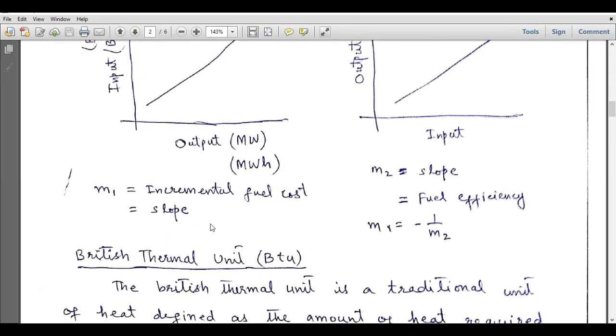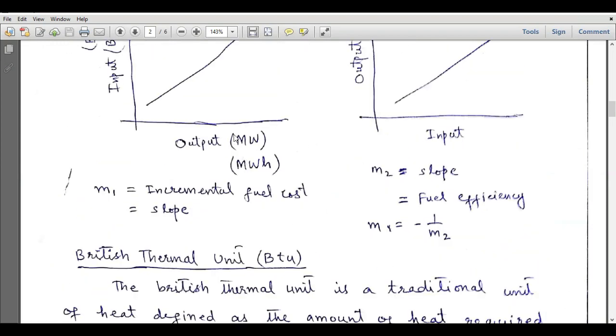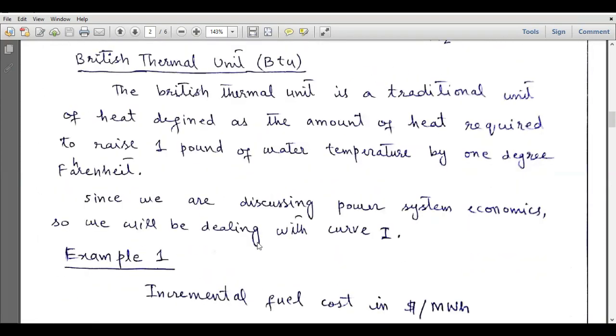So I will define the British thermal unit, and BTU is a traditional unit of heat defined as the amount of heat required to raise 1 pound of water temperature by 1 degree Fahrenheit. So this is the definition of British thermal unit. And since we are discussing power system economics, we will be dealing with the first curve. So this curve is actually related to the incremental fuel cost. So we will be dealing with this curve.